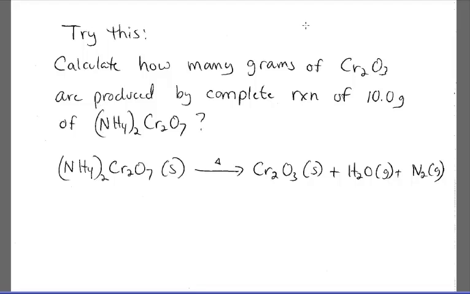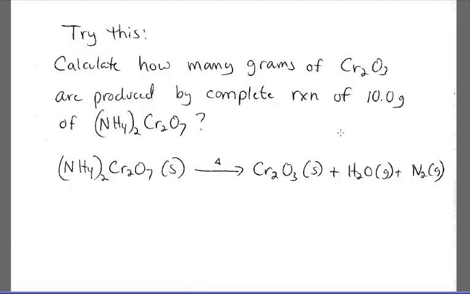This video begins with you doing a calculation, and it's a stoichiometry problem. Stoichiometry is when you use reaction equations to calculate amounts of substances. This question is asking how many grams of chromium 3 oxide are produced by a complete reaction of 10 grams of ammonium dichromate using the reaction below. So I want you to start doing that.